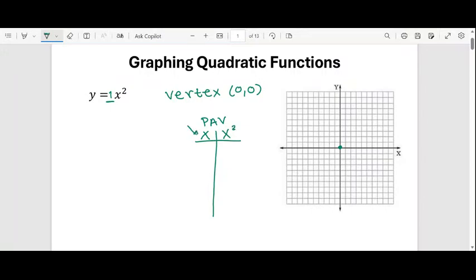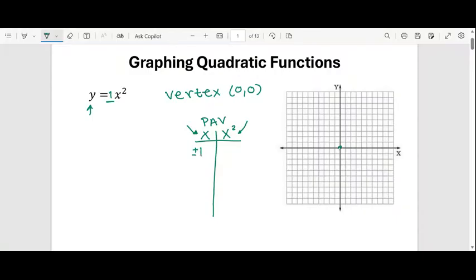X is going to be the x movement of the graph, meaning your left and right movement of the graph, and x squared is going to be your y movement, right? Because y is x squared. So y movement means your vertical movement, or up and down movement. So we're going to start with moving our graph left and right 1 from the vertex.